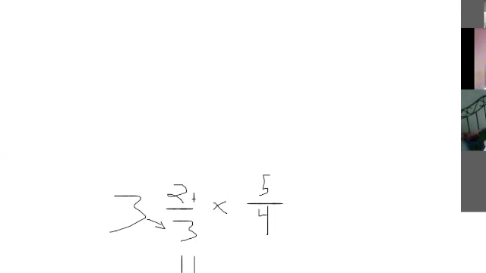times 5 over 4. So that one's going to stay the same. So now all you do is you multiply across. So multiply this one times this one, and you multiply that one times that one. So 11 times 5, 55. And then 3 times 4 is 12. That makes sense? So that's how you turn this mixed fraction into a normal fraction.